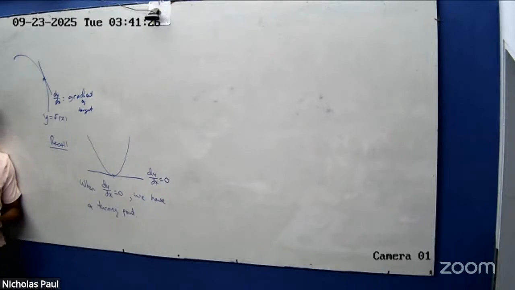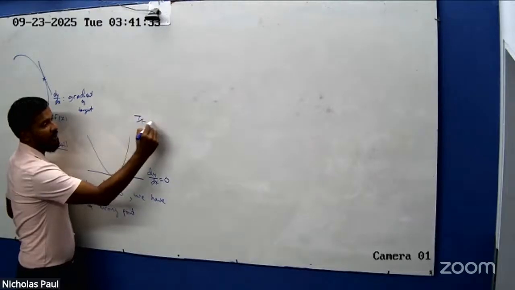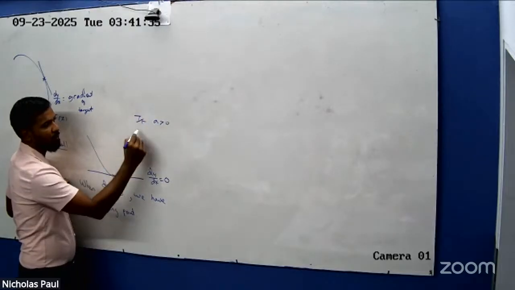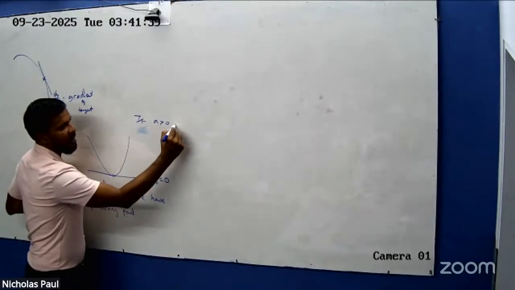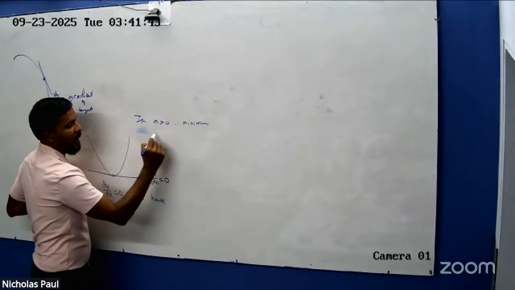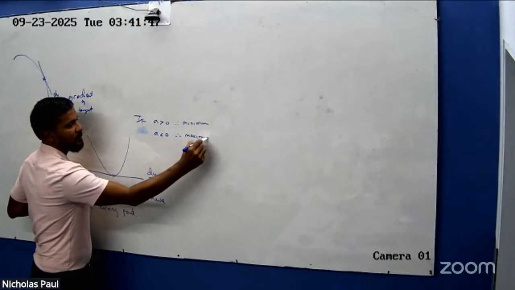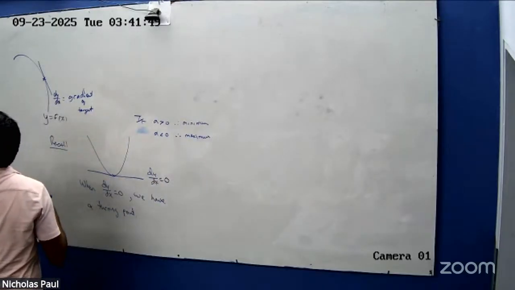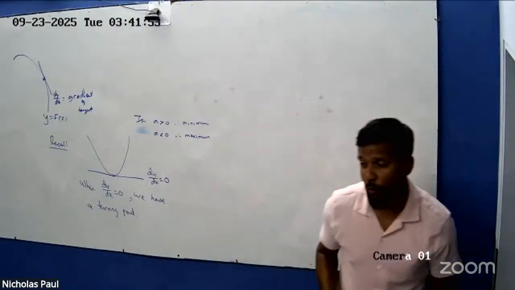The a value. If the a value is more than 0, we have a minimum. And if the a value is less than 0, we have a maximum. Why am I writing so small? Sorry, online.